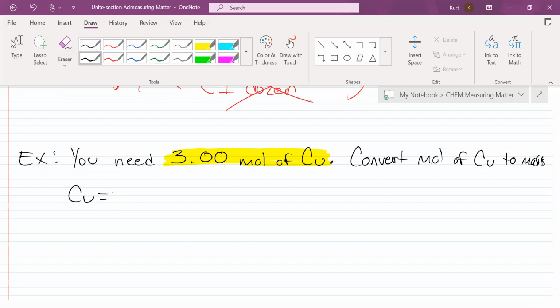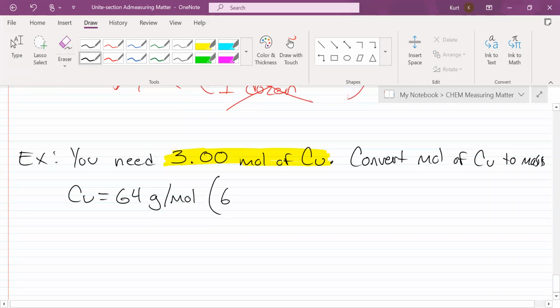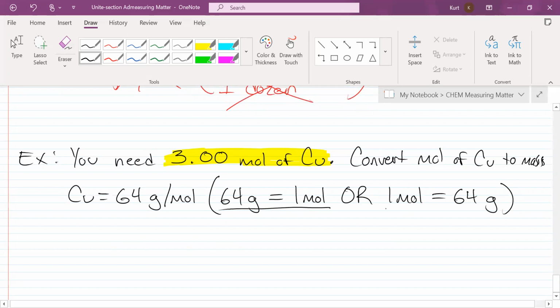Arshawn? 64 grams per mole. The way that you can actually write that is 64 grams is equal to 1 mole, or 1 mole is equal to 64 grams. There's 2 different ways you can write it.